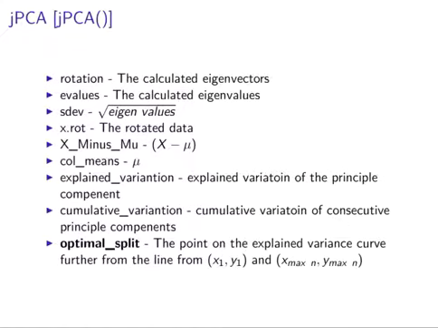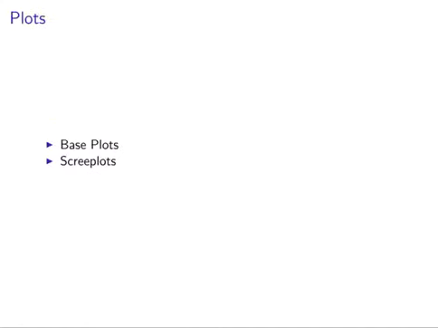That has the rotation, which is the eigenvectors, the eigenvalues, the standard deviation, which is the square root of the eigenvalues. It actually returns the rotated data, and then a few other things, including this optimal split, which is an outside function I brought in from another person, and it actually calculates kind of where the bend in the curve is on the proportion of explained variance curve, and that way you can have an idea of where to do a split at if you don't want to just look at the graph and guess yourself. It also includes some plots.